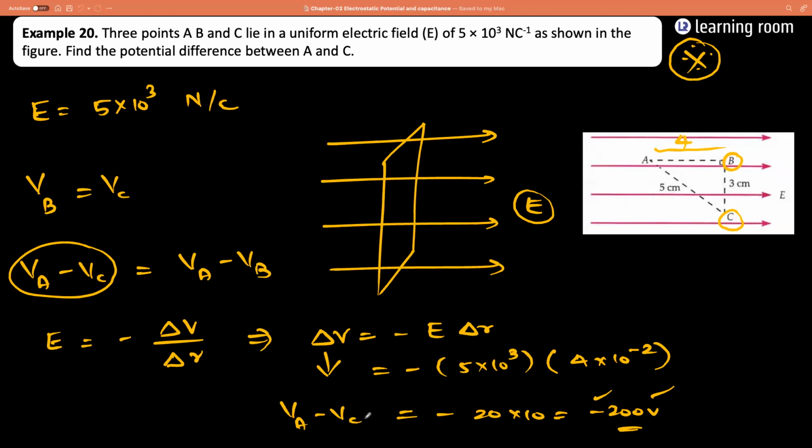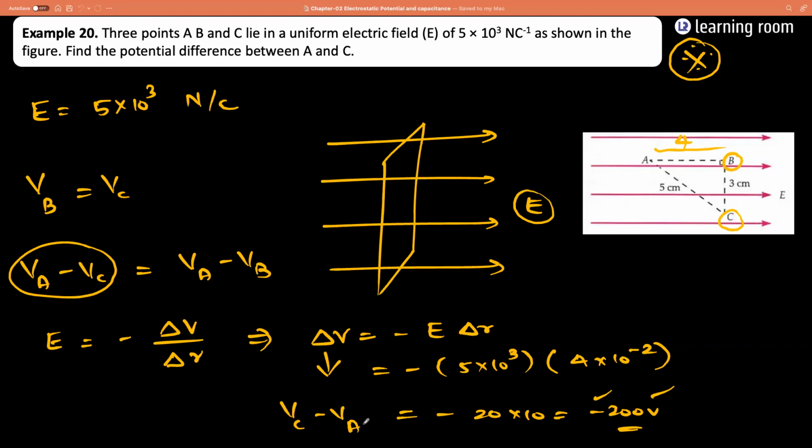Am I right? Oh, sorry, it is VC minus VA. Correction. Sorry, I'm correcting myself, guys. This delta V, according to my solution, is VC minus VA.